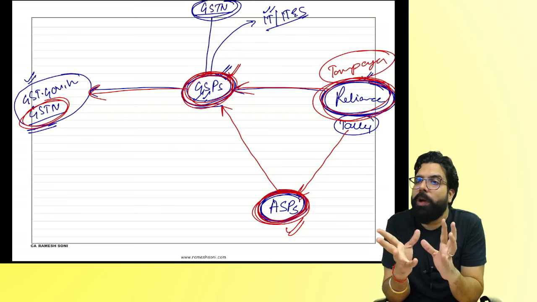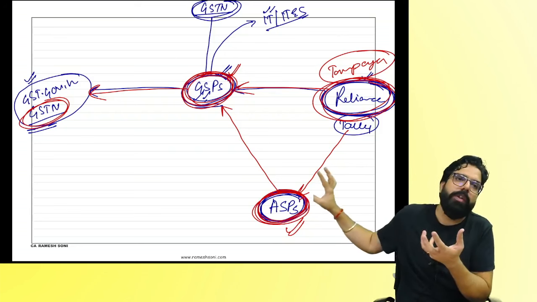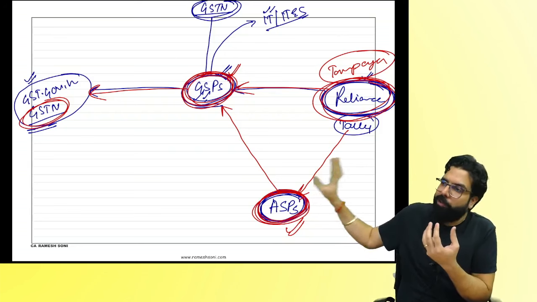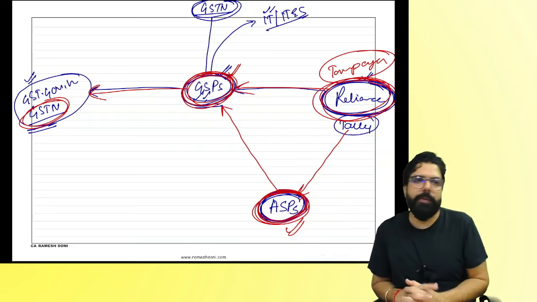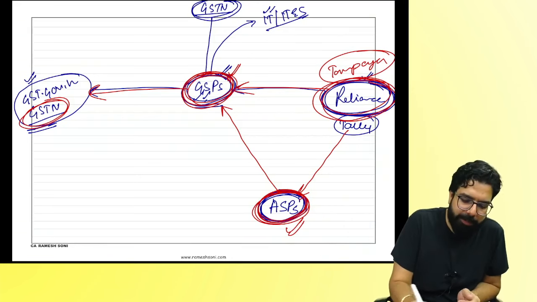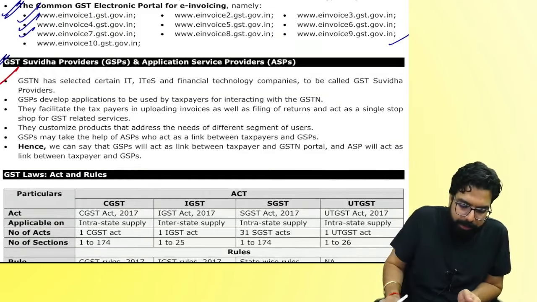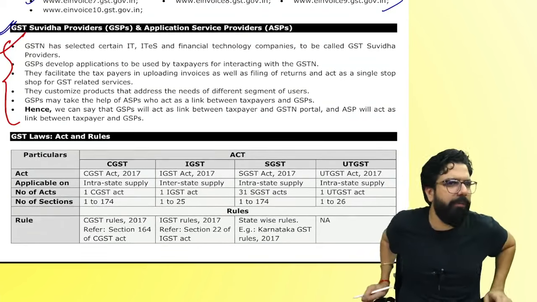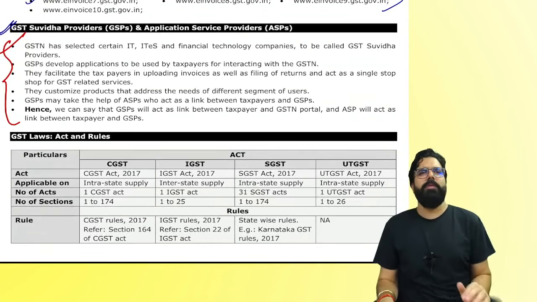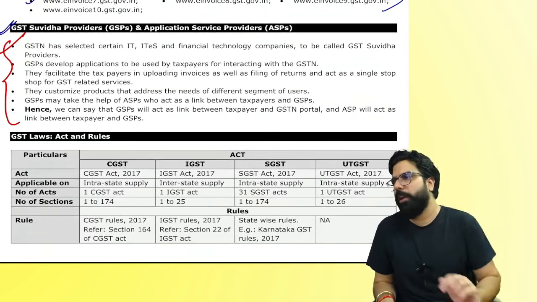So application will do what, everyone? It will pull the data, push it to the gst.gov.in so that return filing, etc. can become easy. Done? So this is a small concept of GSP and ASP. Same thing I've written over here just for you to read. Not at all important from exam point of view, because I've told you anyway, at CA final level they will not ask any question.